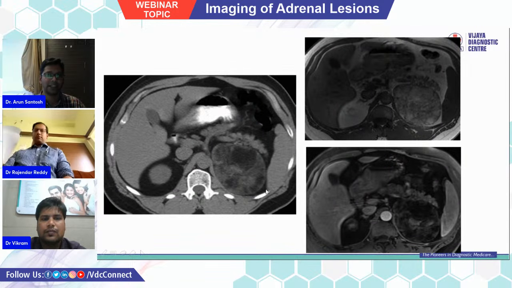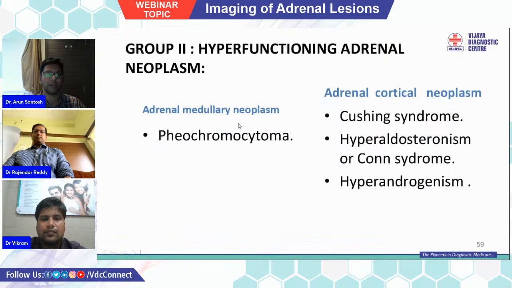This is again another plain CT where we can see a large lesion with significant areas of macroscopic fat. This is a T1 weighted image where there are significant areas of T1 hyperintensity within the lesion, and those areas are showing suppression on fat-set images. This suggests a myelolipoma.